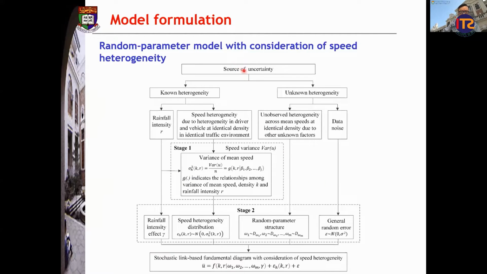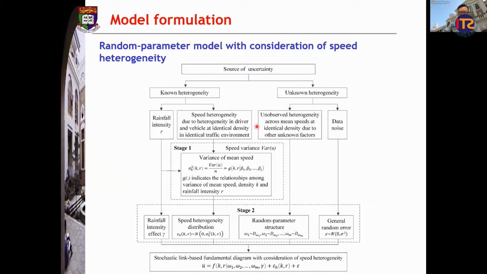Now, here is the flow chart showing how we model the stochastic structure. First, we have the known heterogeneity. These are like the rainfall and the speed heterogeneity from the traffic detectors, and so we establish the function. These are known.